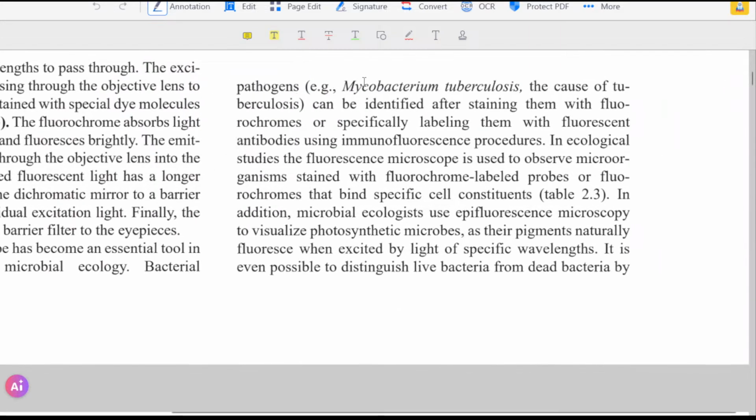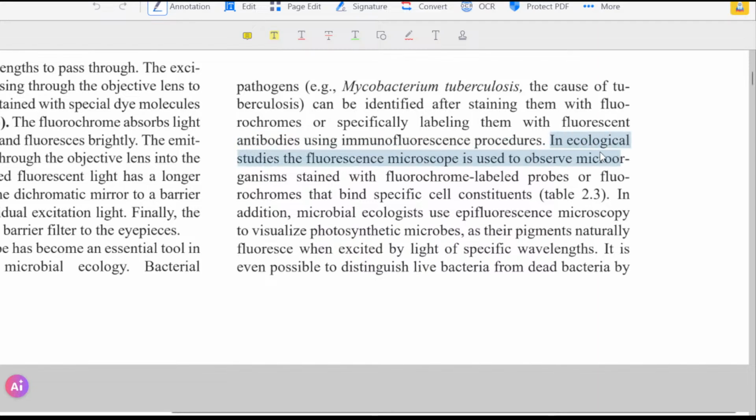Bacterial pathogens, for example Mycobacterium tuberculosis, the cause of tuberculosis, can be identified after staining them with fluorochromes or specifically labeling them with fluorescent antibodies using immunofluorescence procedures. Guys, this other part isn't related to the microscope, alright? This is the fluorescence antibodies, and this is the serological testing, and you don't have to know this because we are going to study it in future chapters, but this isn't related to the microscope.